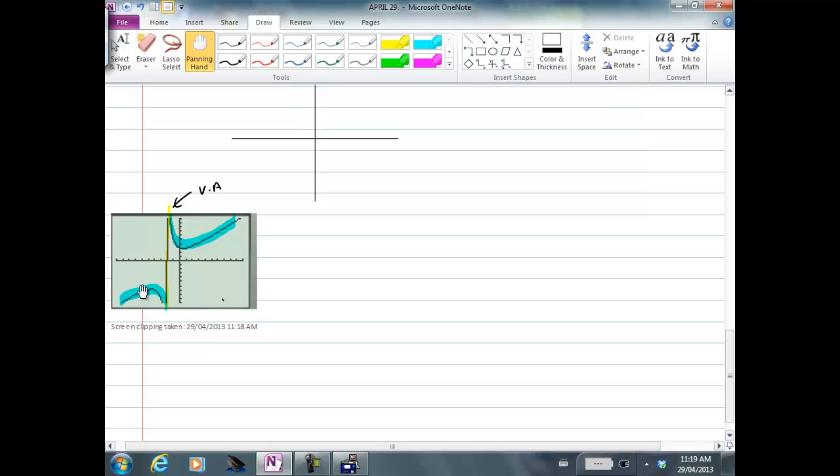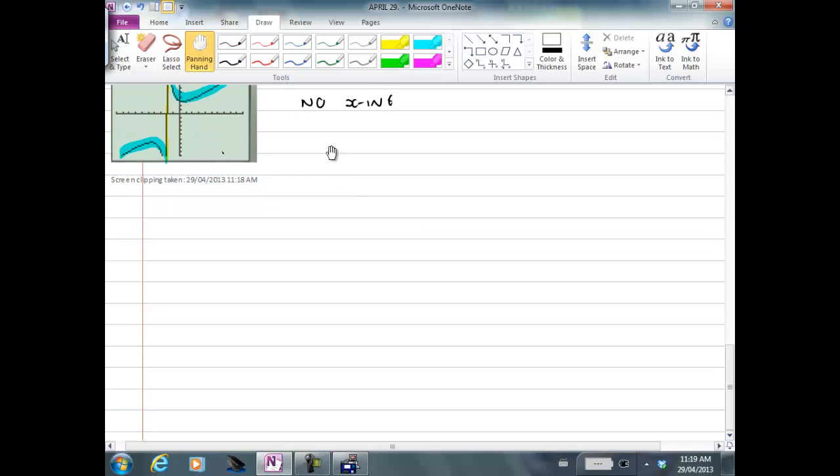Yep. Where does it cross the x-axis? It never does. Because if I look at this visually, I realize there's no x-intercept, because it never touches the x-axis. Okay? I'm going to give you a question now. I'm going to modify this so there will be an x-intercept. Let's try this one.